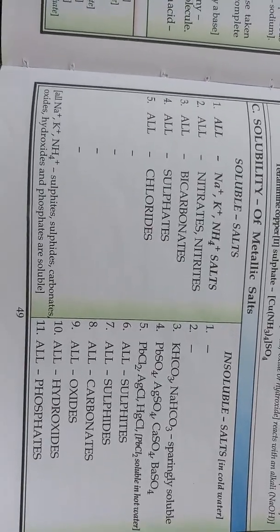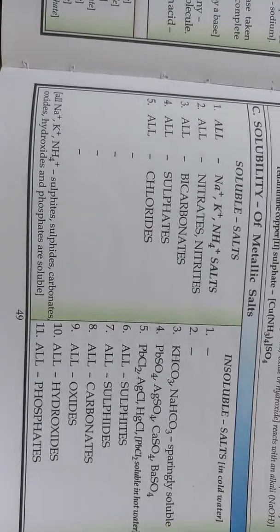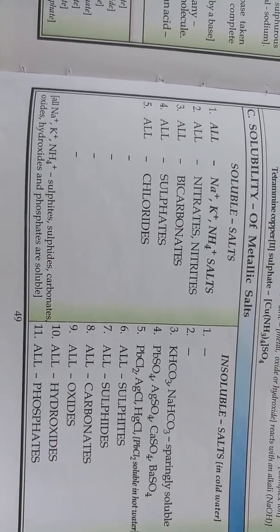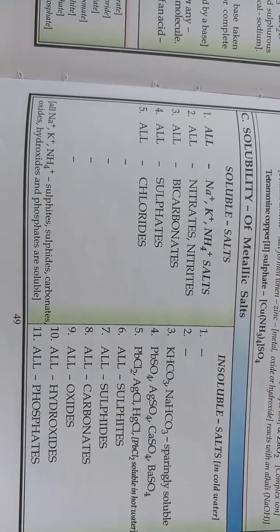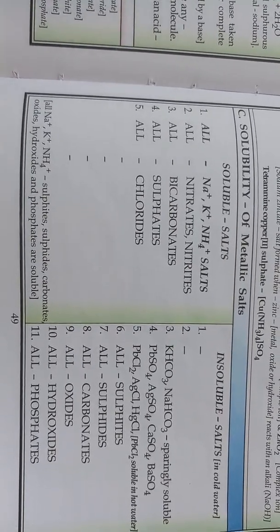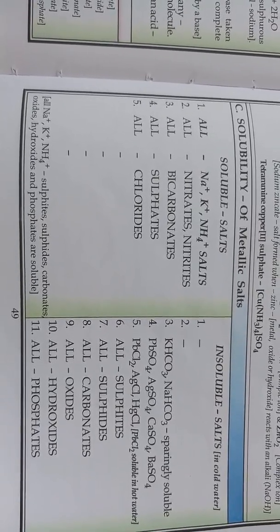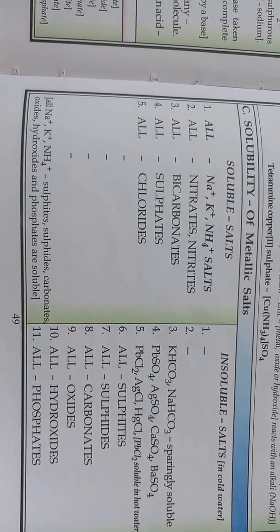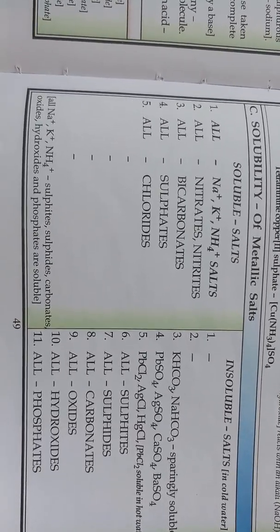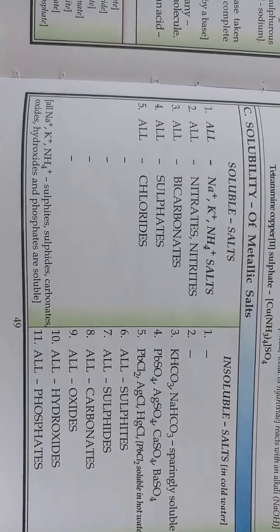Soluble salts: all salts made from sodium, potassium and ammonium are soluble. Right? All nitrates and nitrites are soluble salts. All bicarbonates are soluble salts. All sulfate salts are soluble salts. All chloride salts are soluble salts.